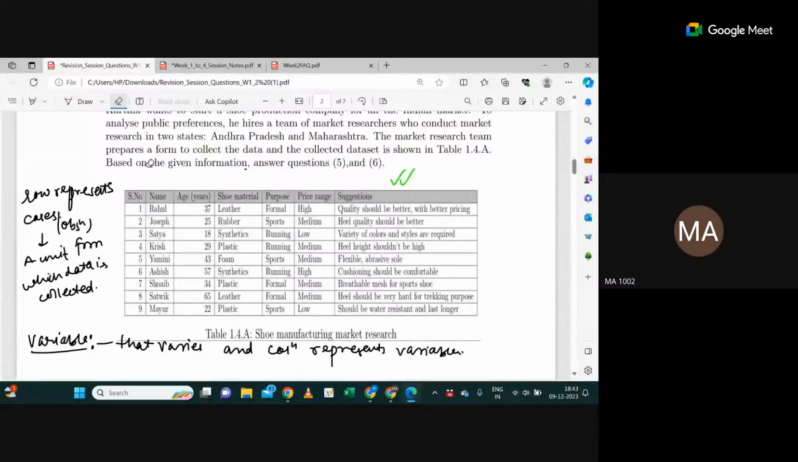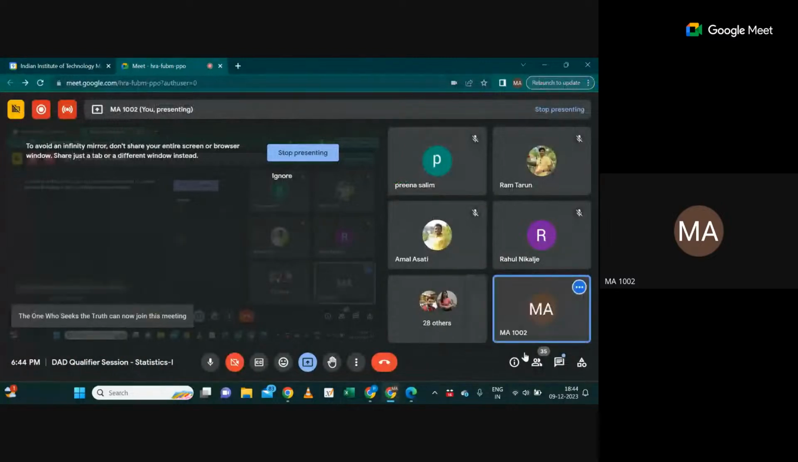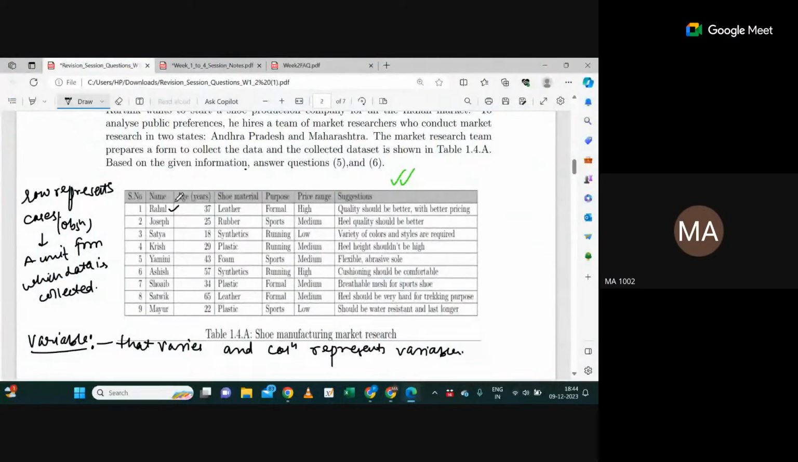What is the case or observation? It's the unit from which our data is collected. Okay. Now tell me, for Rahul, data is collected, right? Yes or no? For Rahul, data is collected. And a row represents the cases. Actually, for Rahul, data is collected: what is the age, what kind of shoe material he is preferring, what is the purpose, and what is the price range he is preferring. Yes or no? Same for Joseph: age, rubber, sports, medium.